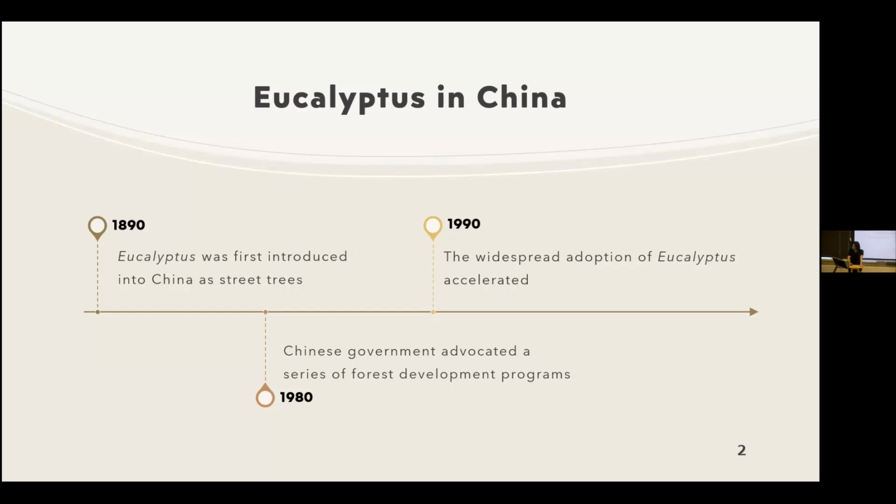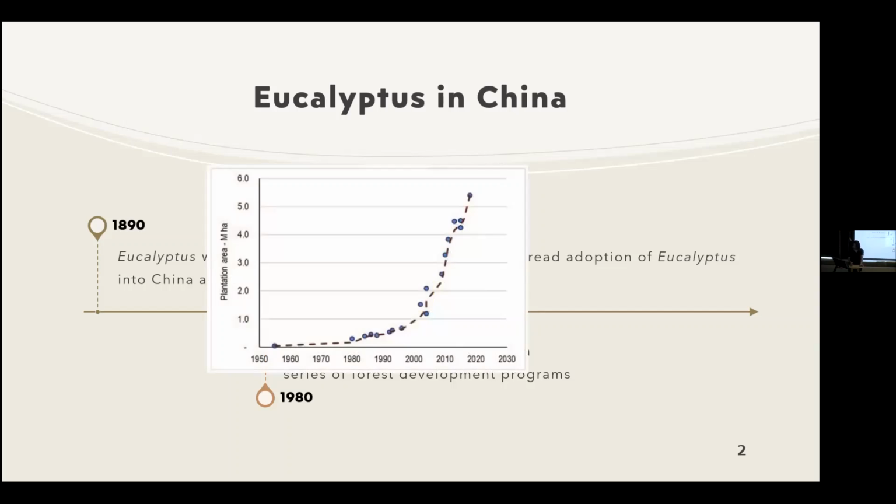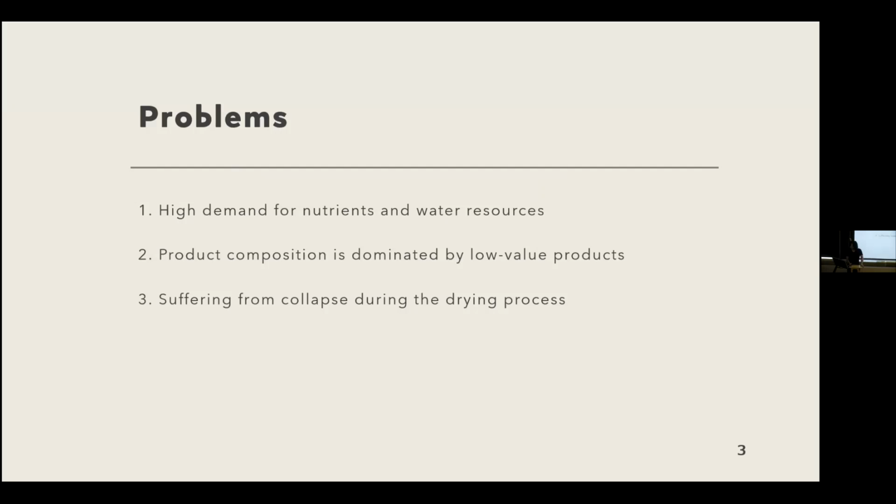The widespread adoption of eucalyptus accelerated in the 1990s with the development of clone hybrid technology and the improvement of silviculture. As you can see from this figure, the plantation area of eucalyptus has dramatically increased from that time to the present. However, some problems have also arisen.